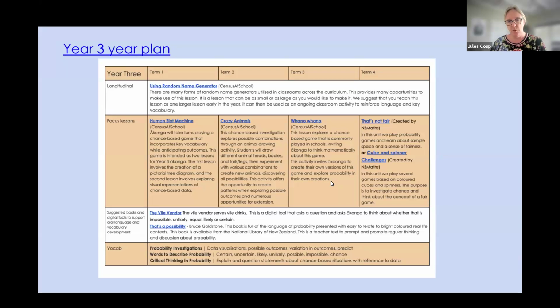We've got 4 focus lessons: human slot machine, crazy animals, funnel, and then once again a couple of really quality lessons that you can find on Tahurangi from NZ Maths. There are two digital tools that are super fun, and we suggest you have a good look at them. The Vile Vendor is a digital tool, and there's the Possibility Book by Bruce Goldstone. He's written a whole series of books that are great. And then once again, that vocabulary.